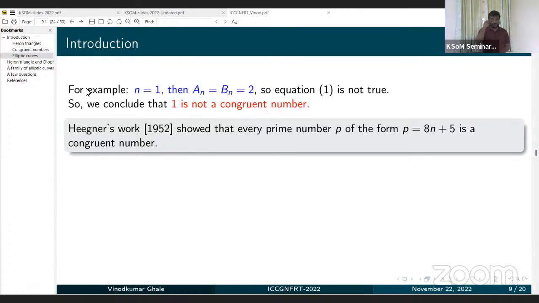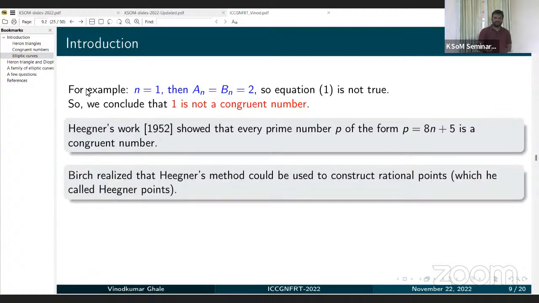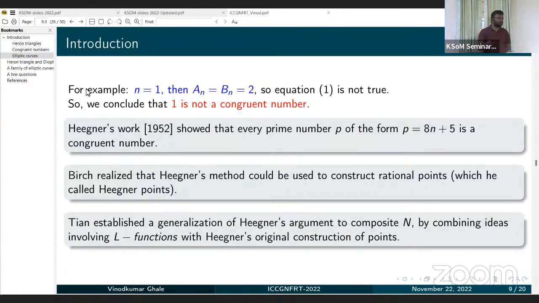Okay, again in this regard, Heegner's work. Heegner was interested in congruent numbers, and for 5 mod 8 primes, he showed the existence of points of infinite order. But his work was only appreciated later by Birch, and he found that this method can be used to construct rational points on elliptic curves, on a large class, not just congruent elliptic curves, but modular elliptic curves. And Jan recently generalized it for highly composite numbers.